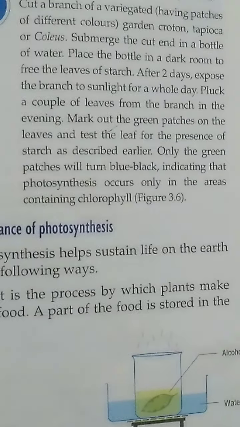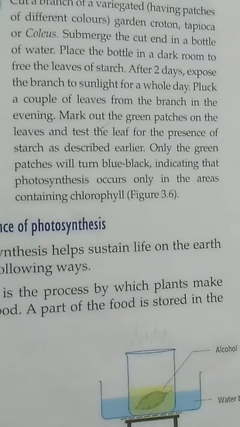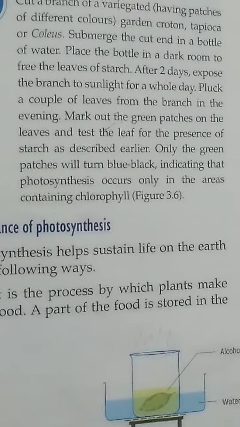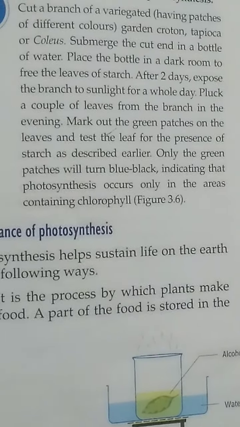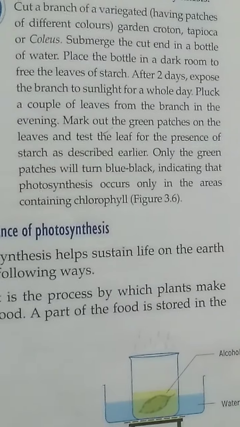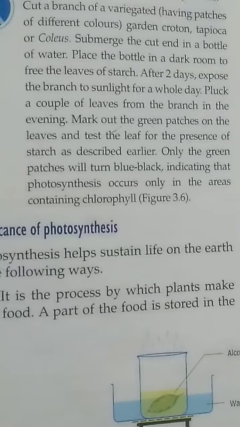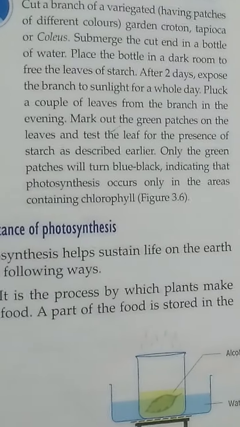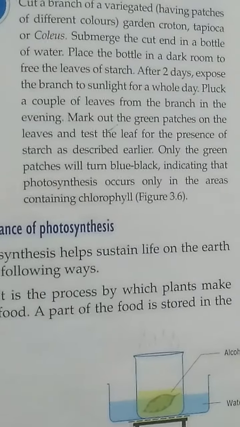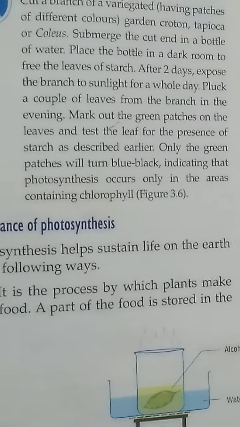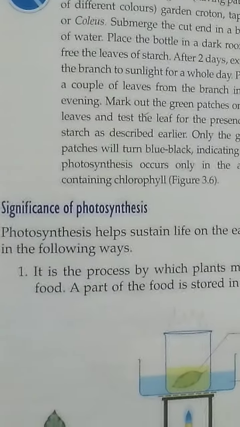Because the green patches contain the green coloring pigment chlorophyll, which is essential for the process of photosynthesis, starch is formed in those parts. So when we put iodine drops on those green parts, they will turn blue black. But when we put iodine drops on non-green parts, which do not have chlorophyll pigment, the leaves will not turn blue black, which shows that chlorophyll is also essential for the process of photosynthesis.